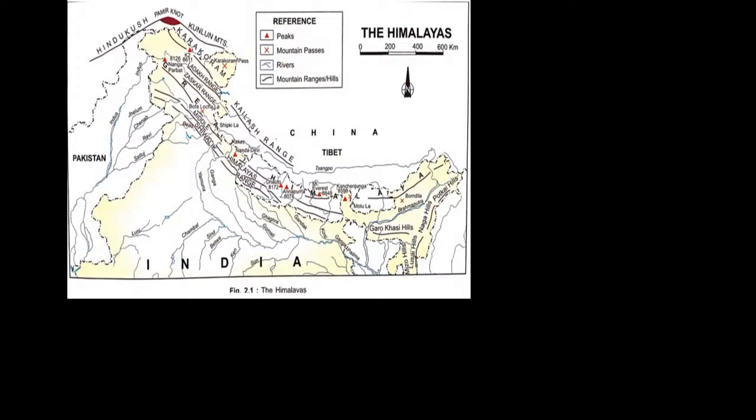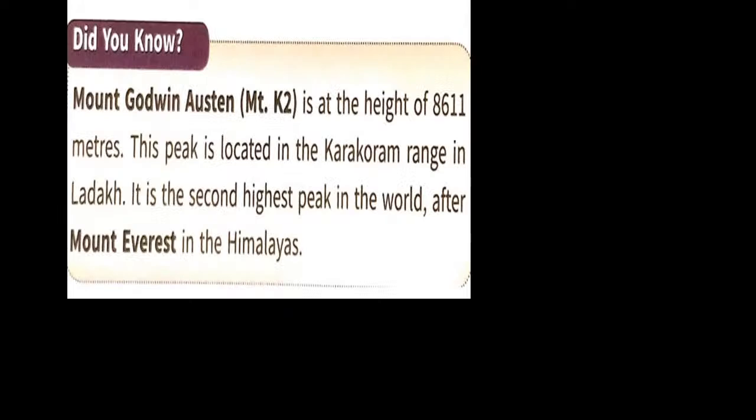Due to the great height of the mountains, there are only a few passes through which people can travel. And I would like to tell you one thing. Mount Godwin Austin, or Mount K2, is at a height of 8,611 meters. This peak is located in the Karakoram range in Ladakh. It is the second highest peak in the world after Mount Everest in the Himalayas.